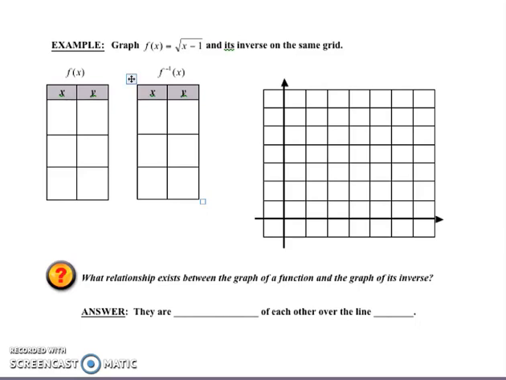This is Pre-Calculus section 2.8 part 2 notes. We have one last example to finish up in section 2.8.